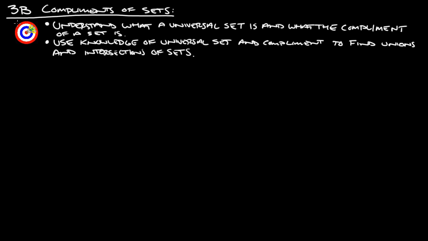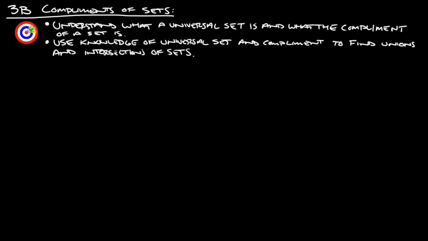I'm going to take you through the 3B notes on complements of sets. At the end of this, you should be able to understand what a universal set is and also what the complement of a set is. And then with that knowledge of the universal set and complement of a set, use that to find unions and intersections of sets. Okay, so with that, let's take a look at some important parts of that.